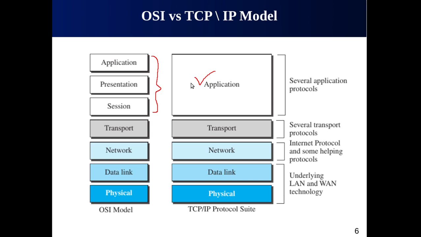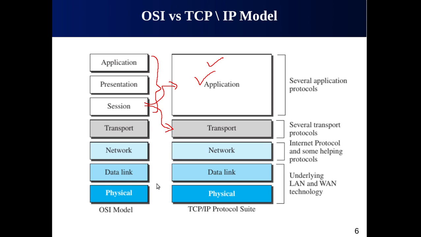But on the TCP side there is no separate presentation layer. The application layer in this model is usually considered to be the combination of these three layers, which means the functionality provided by these three individual layers is combined into this one layer. And some of the functionality of the session layer is available not only in the application layer but also in the transport layer. So you can implement some of the functionality of the session layer at the application layer, and some at the transport layer.